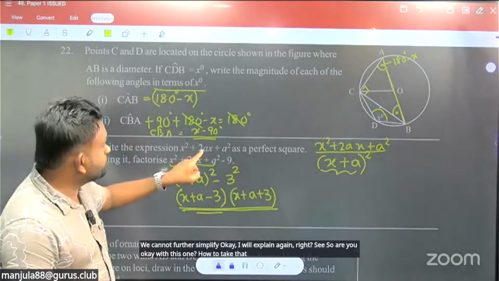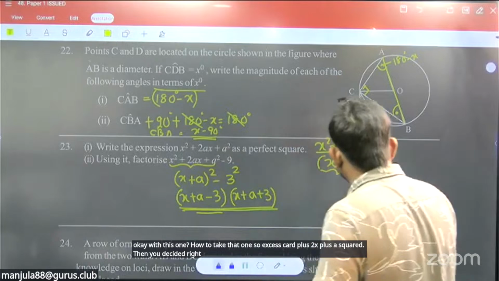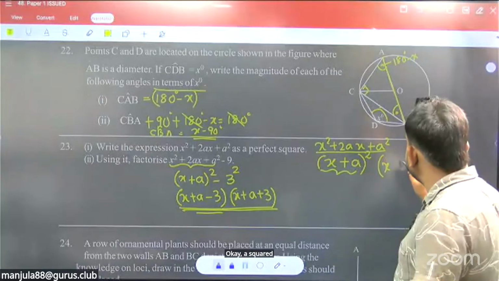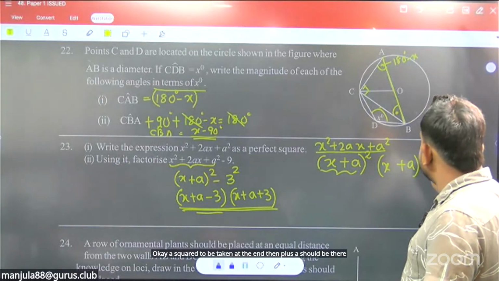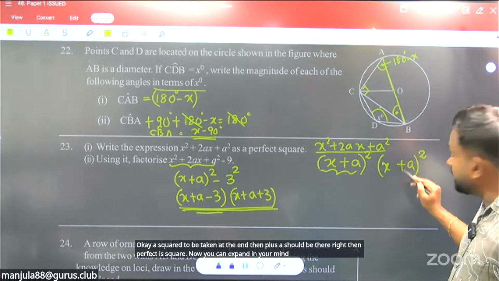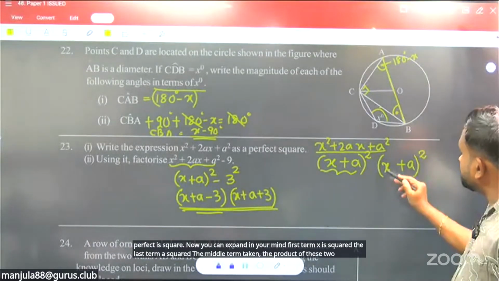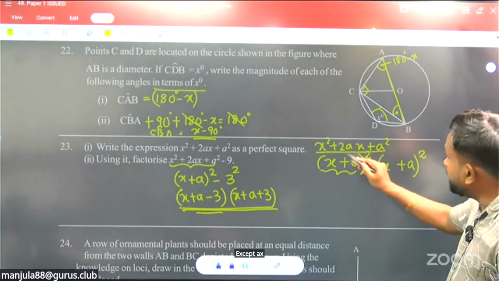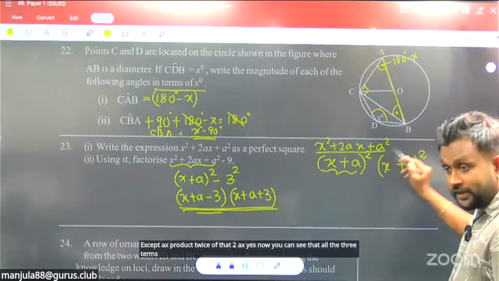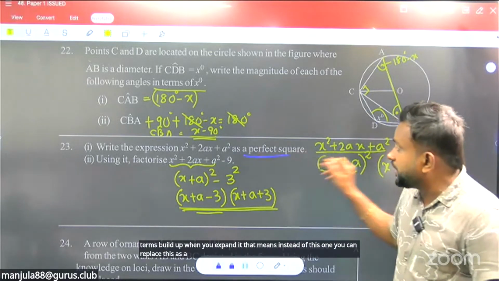So x squared plus 2ax plus a squared. Then you decide: x squared to be taken, then x should be there. A squared to be taken at the end, then plus a should be there. Then perfect square. Now you can expand in your mind. First term x squared, the last term a squared, the middle term is the product of these two, twice that, 2ax. Now you can see that all the three terms build up when you expand it. That means instead of this one, you can replace it with a perfect square.